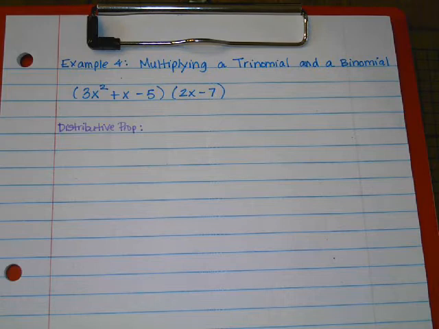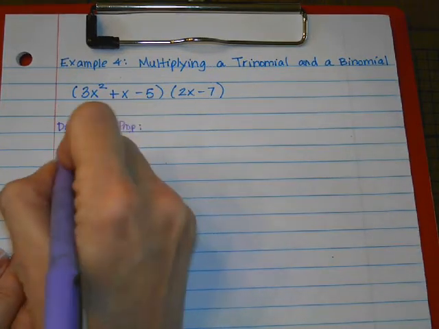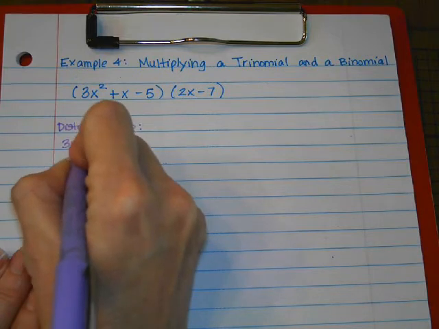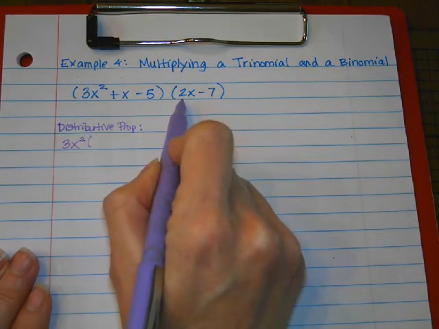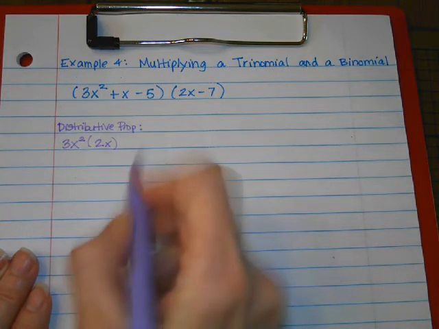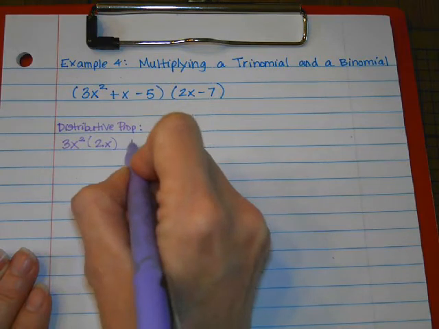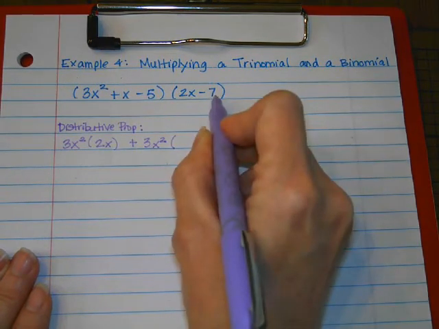All right, so we're going to take our first term, which is 3x squared, and I'm going to multiply it by the first term I see over here, which is 2x. I'm going to distribute it to the 2x. Squared is positive. I'm going to put plus, and then my 3x squared, I'm going to multiply it by this negative 7 down here.